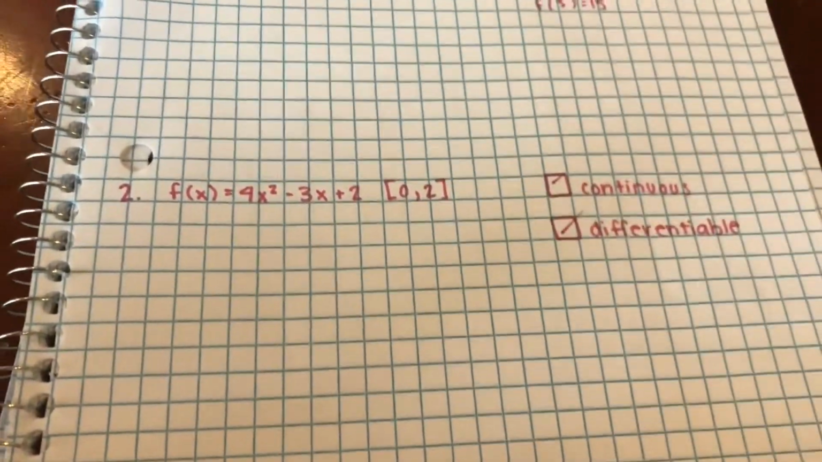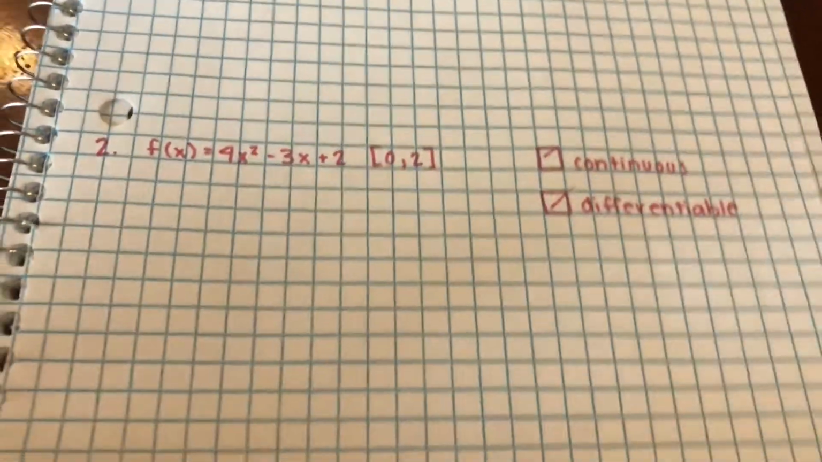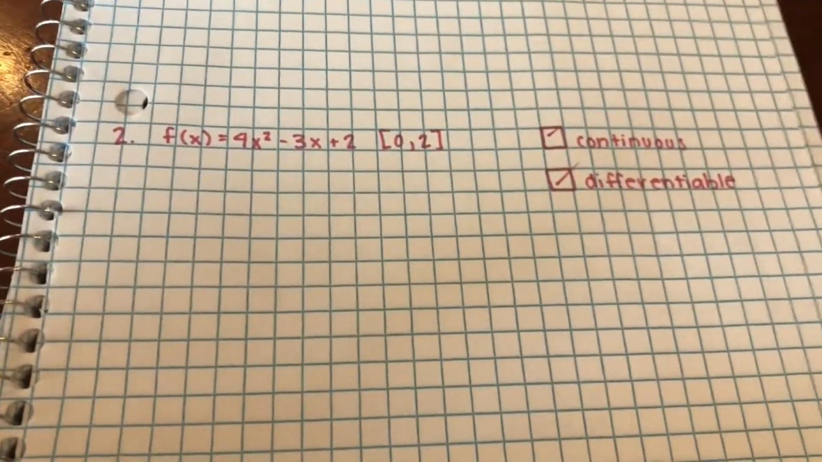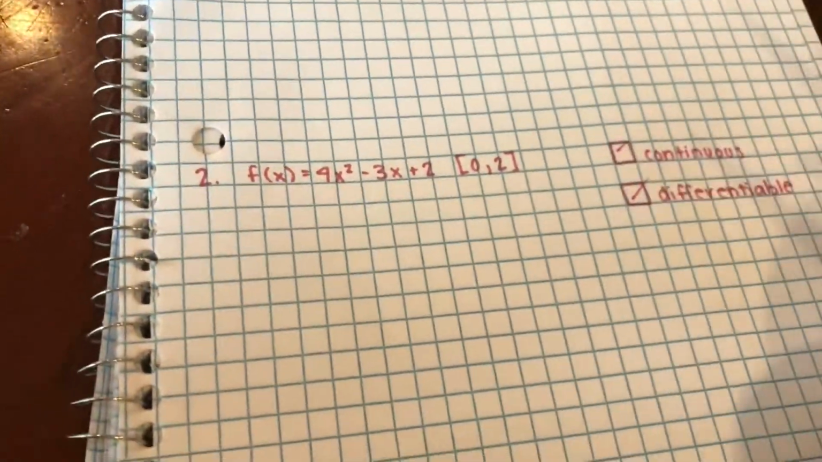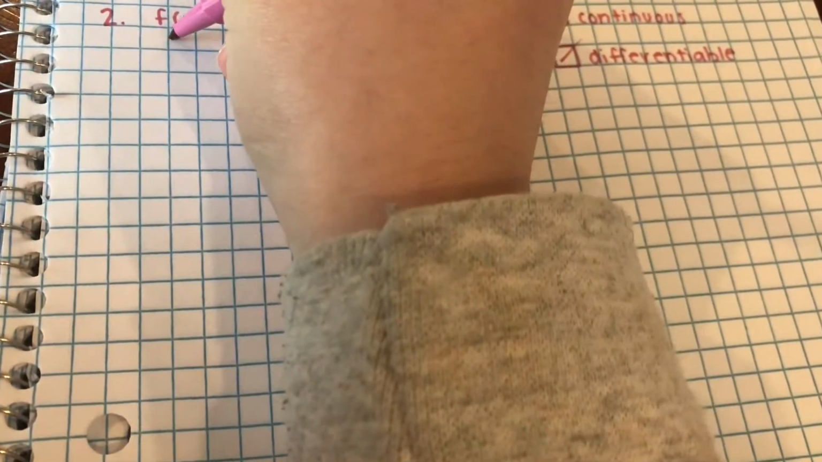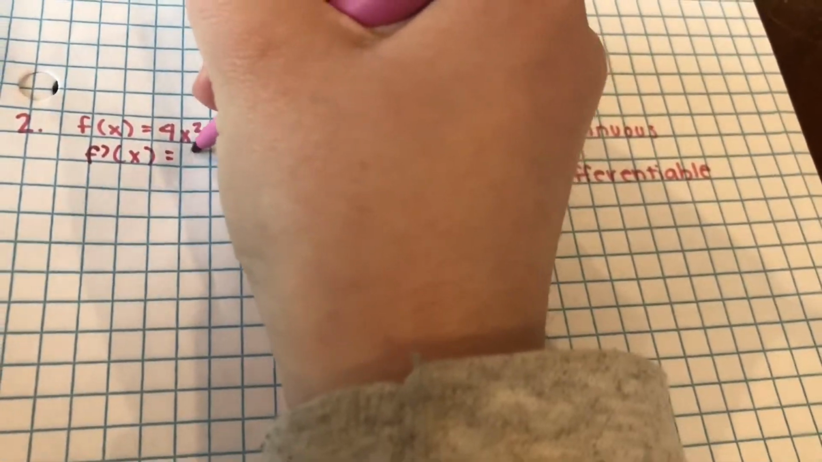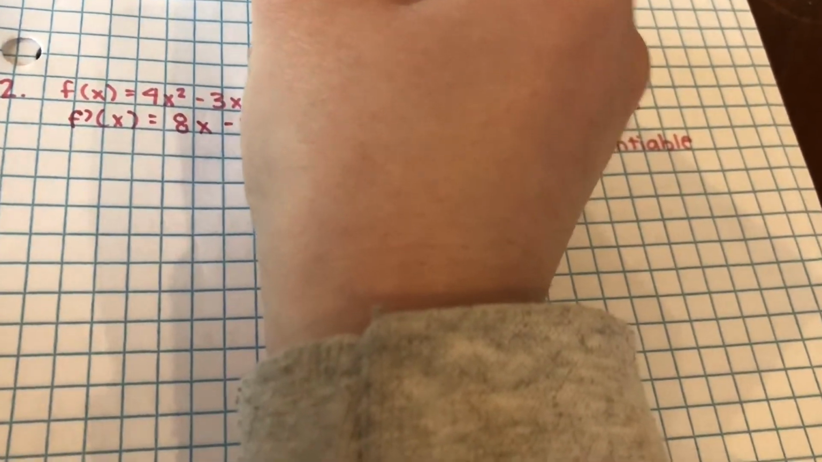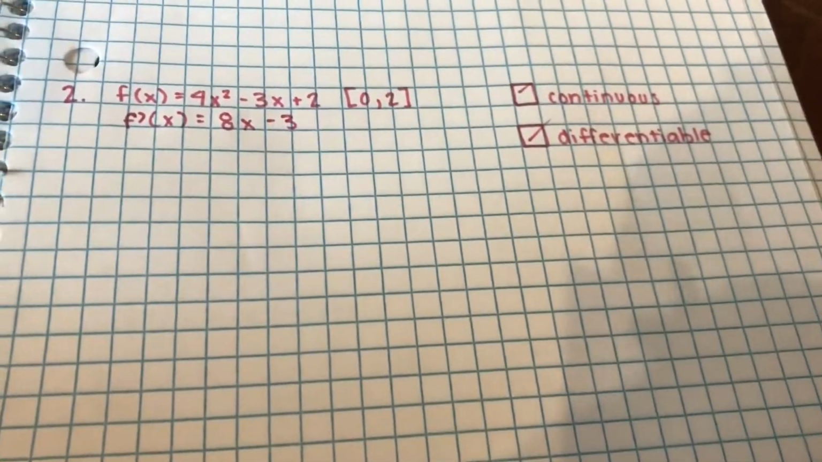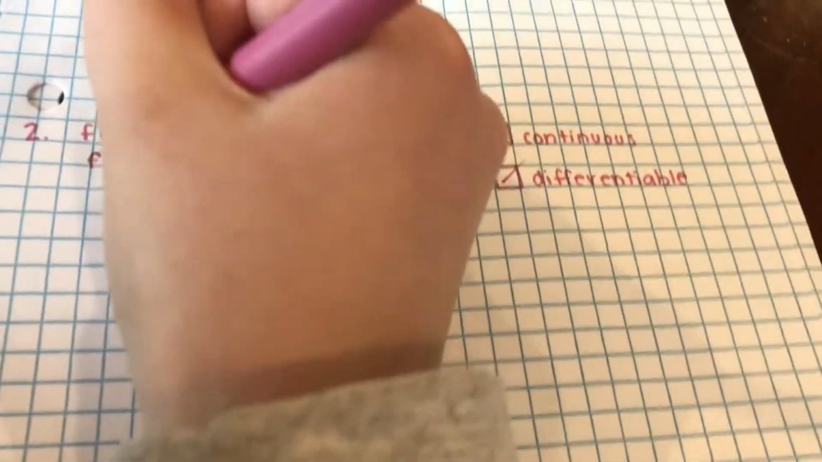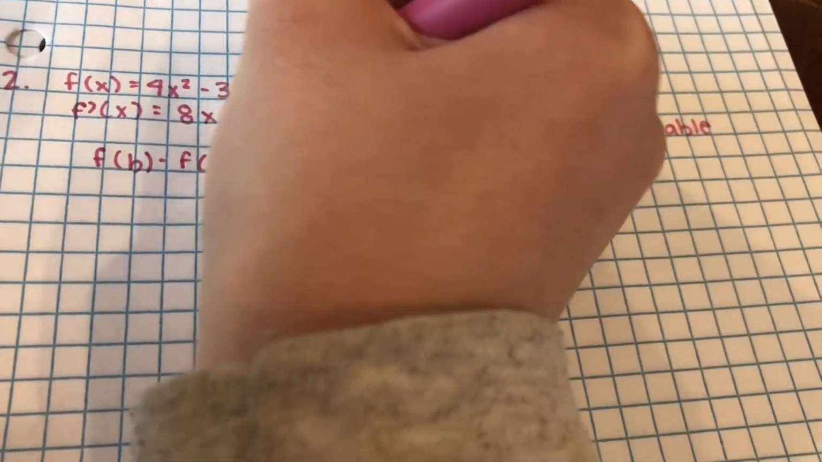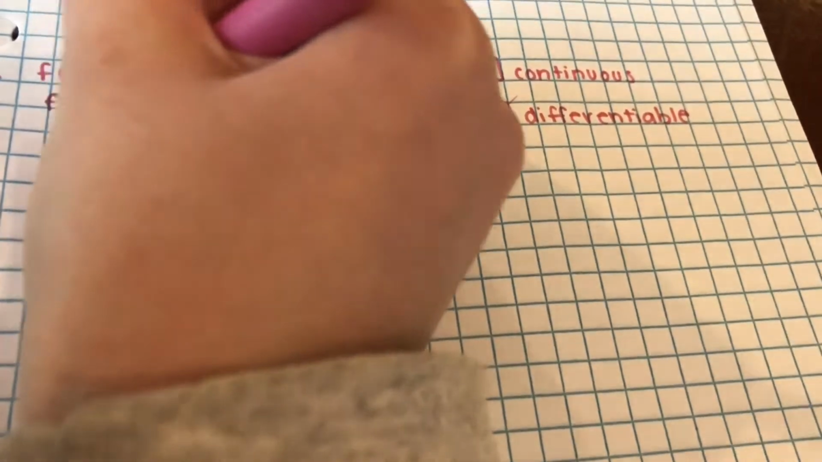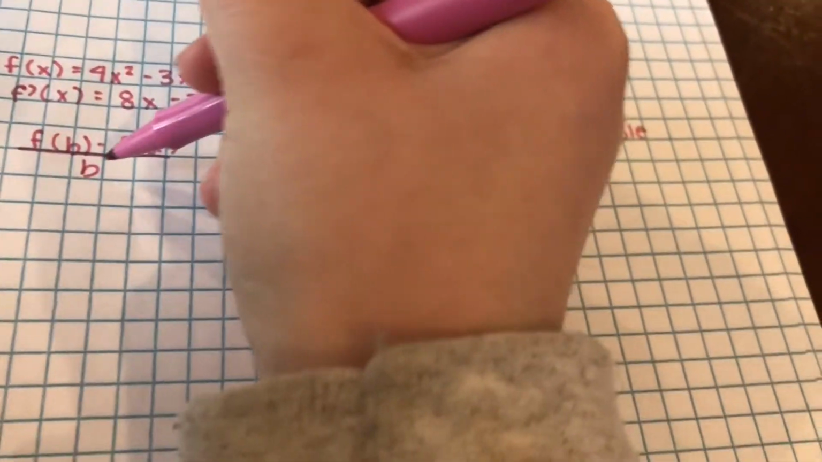For the mean value theorem, we take the slope of the tangent and set it equal to the slope of the secant line. The slope of the tangent line is just the derivative. If we take the derivative of this, we get f prime of x equals 8x minus 3. So that's our slope of the tangent, and the equation we use for the slope of the secant is f of b minus f of a over b minus a.